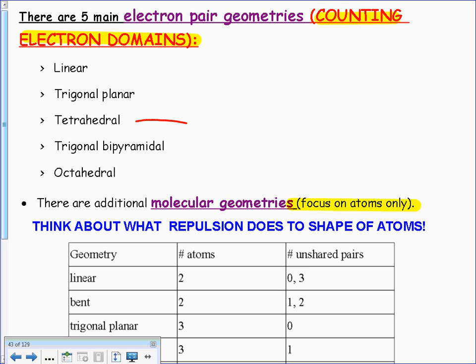So one would be like methane, okay? That one has 4 atoms attached to it. Something with 3 atoms attached to the central atom still has a tetrahedral electron group geometry. CF4, that one's going to have 4 electron domains. Something else? That's ionic. Stick with covalent.